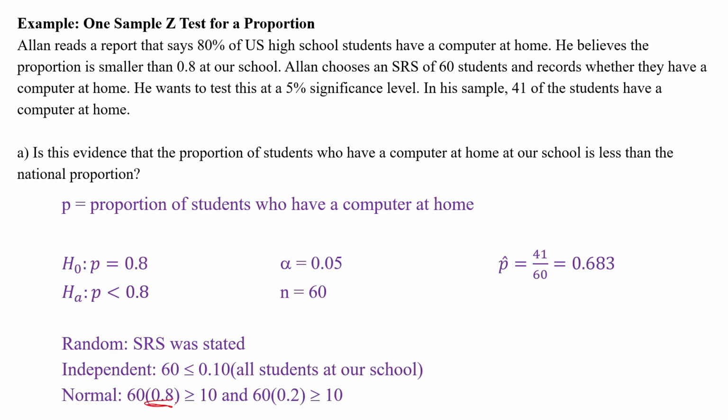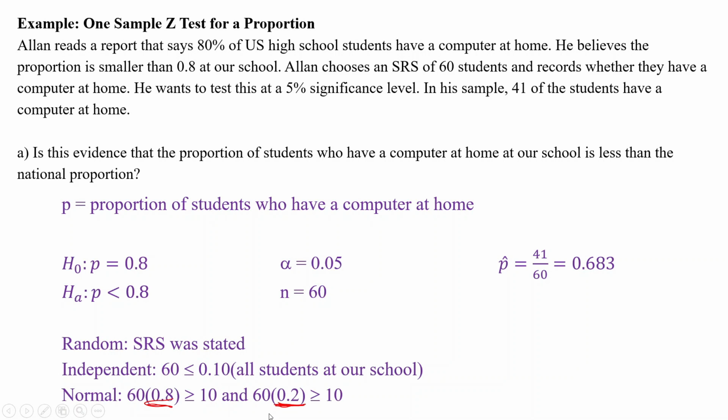So n times p naught is greater than or equal to 10, and n times 1 minus p naught is greater than or equal to 10. And I just set up those inequalities. You can solve them and show that they are true, but you want to communicate that you checked them. And in this case, they do check out. And because all three of those conditions are met, we can create a sampling distribution and find this probability.